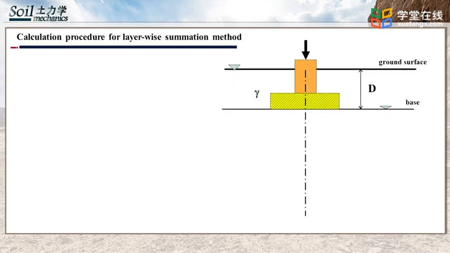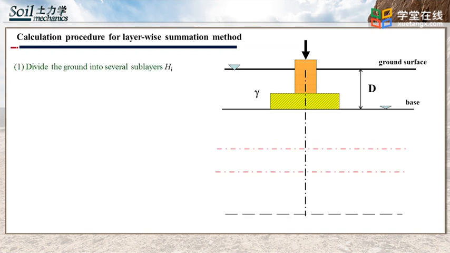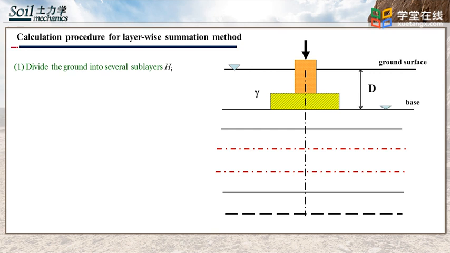The computational procedure for the layer-wise summation method is as follows. Step 1. Divide the ground soil into a suitable number of sublayers. The interfaces among the different soil types and the water table should be surfaces between sublayers. Each sublayer within the same soil layer should not be overly thick. The thickness of each sublayer, h_i, should be controlled within 2 meters to 4 meters, or h_i less than or equal to 0.4 times B, where B is the width of the foundation.